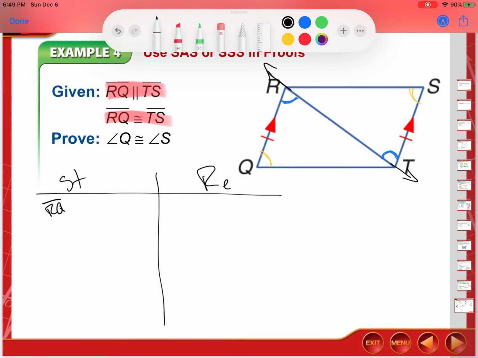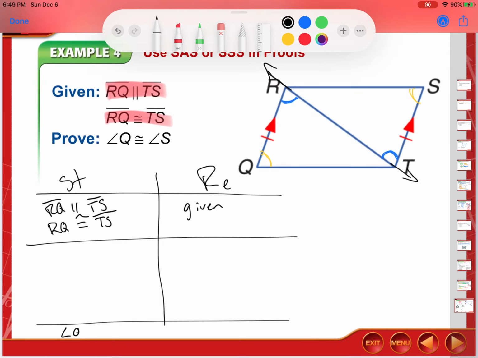Okay? So we have two options on our proof. I should return to the proof quickly and say line RQ is parallel to line TS, and line RQ is congruent to line TS. All right, and that's given. Pardon my handwriting. That's our given information. Our last step is going to be angle Q is congruent to angle S. So we have two options here.